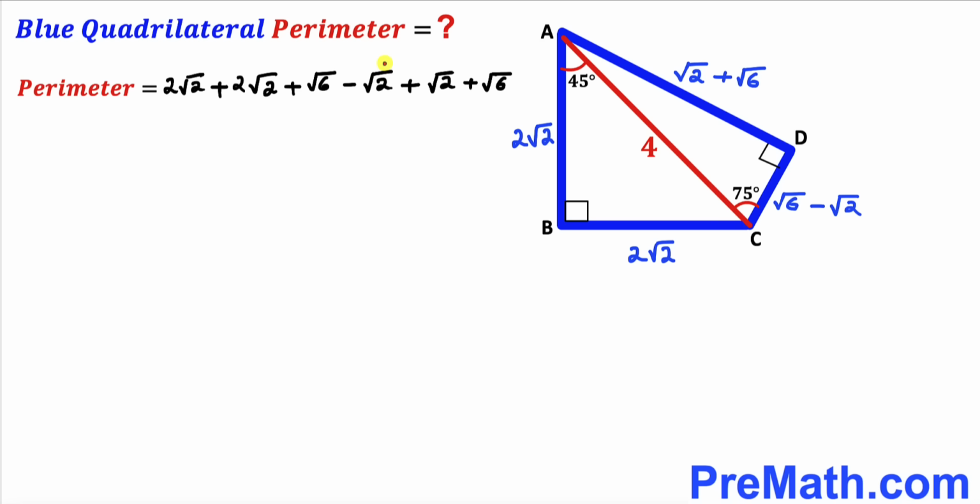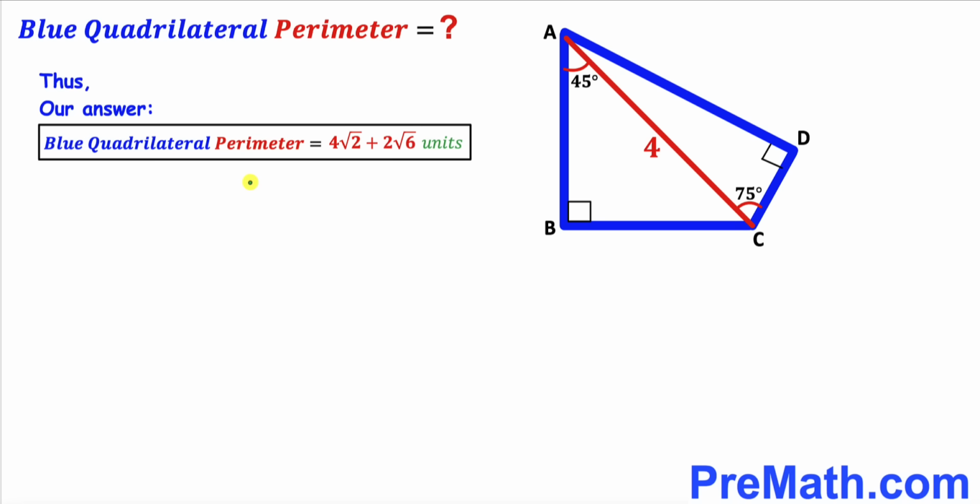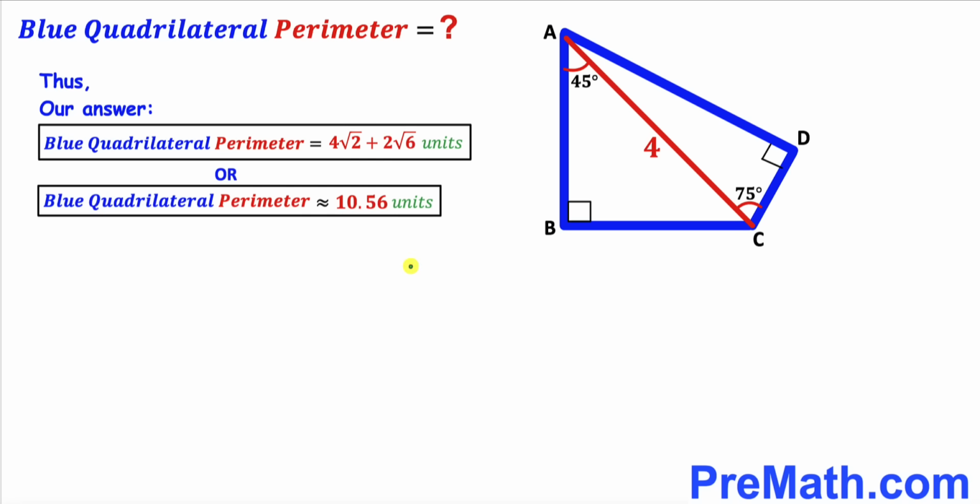And now let's make an observation. Negative square root of 2 and positive square root of 2, they are gone. And now we are going to combine these two like terms, and we are going to combine these two like terms as well. So therefore when we add, that is going to give us 4 times square root of 2 plus 2 times square root of 6 units, the perimeter of this blue quadrilateral. So thus after all the calculations and manipulations, the blue quadrilateral perimeter turns out to be 4 times square root of 2 plus 2 times square root of 6 units. And that's going to be approximately equal to 10.56 units as well.